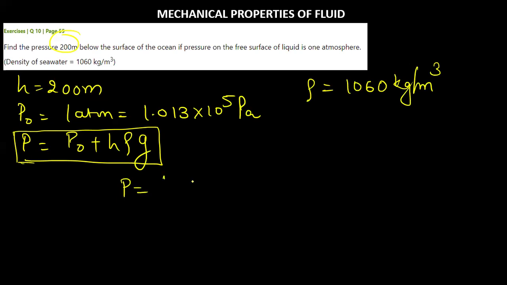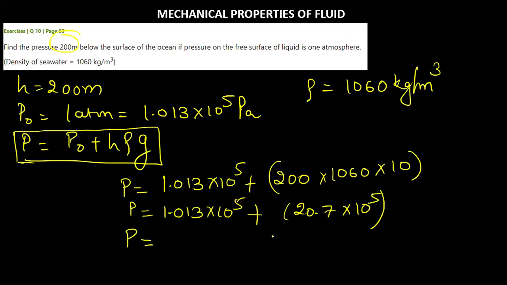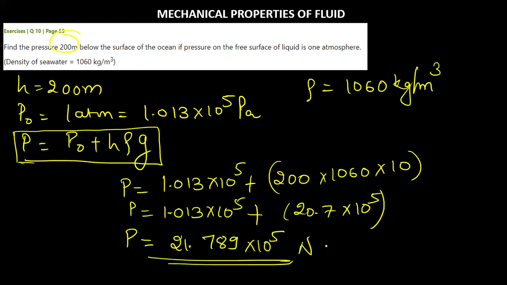P naught is 1.013 into 10 raised to 5 plus H का value is given as 200 into 1060 into, take g as 10. So when you solve this, you get 1.013 into 10 raised to 5 plus this value. When you solve, you get 20.7 into 10 raised to 5 आना चाहिए value. Now what will you do? 10 का power 5 common कर दो. 1.013 plus 20.7, that will be 21.789. Nearly this will be your answer, in Newton per meter square or Pascal. Newton per meter square and Pascal are one and the same. So 10 का पावर 5 लेके you get this value. दोनों values को add कर दो, ये आंसर आएगा.